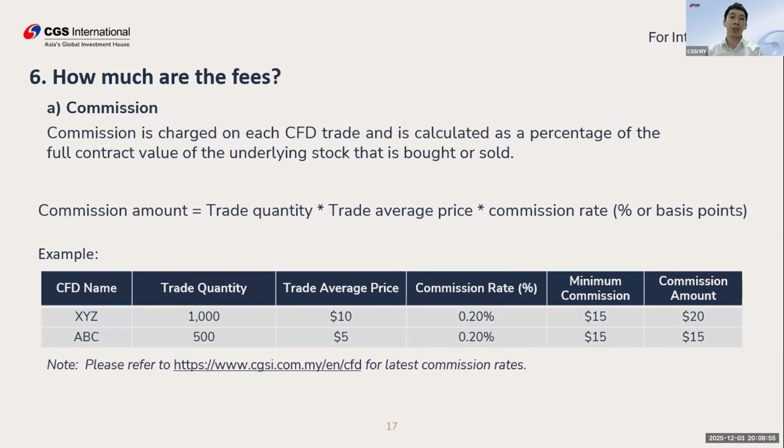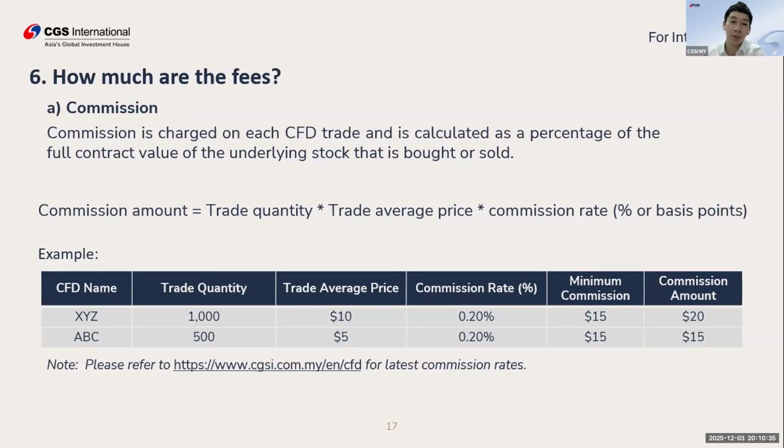Next, let's talk about the fees. What is the commission for trading CFD? For CFD, one of the most important things is the commission, where the commission amount will be trade quantity times the trade average price times the commission rate. If you look at the table, let's say you are going to buy an XYZ CFD with a trade quantity of 1,000. The trade average price is 10 USD, and the commission rate is 0.2%. Then we have a minimum commission of $15. If you buy 1,000 units at $10, the commission amount will be $20.